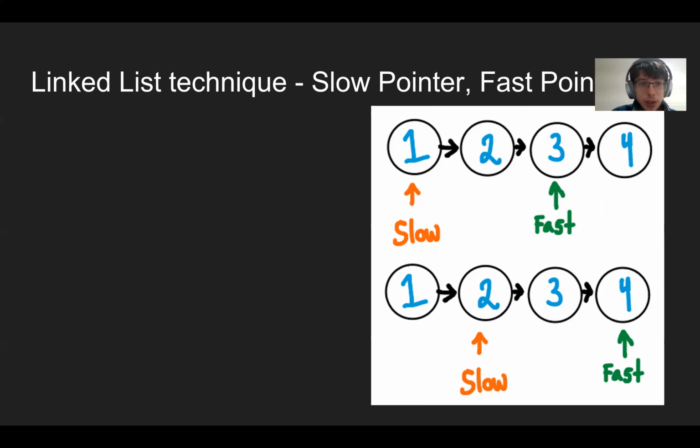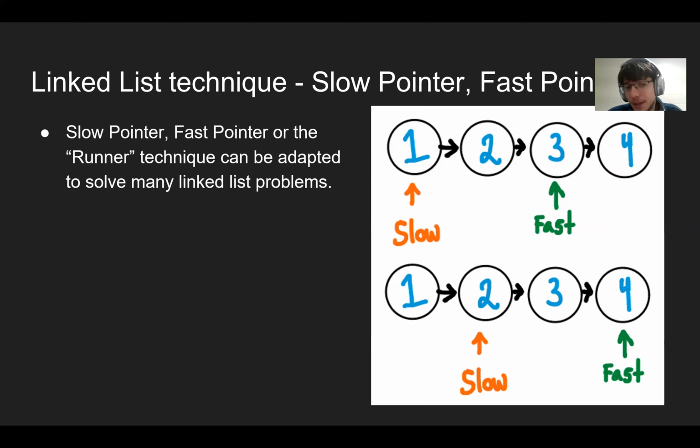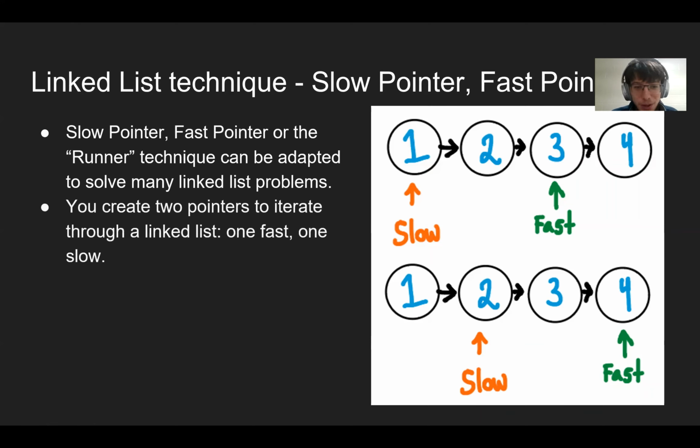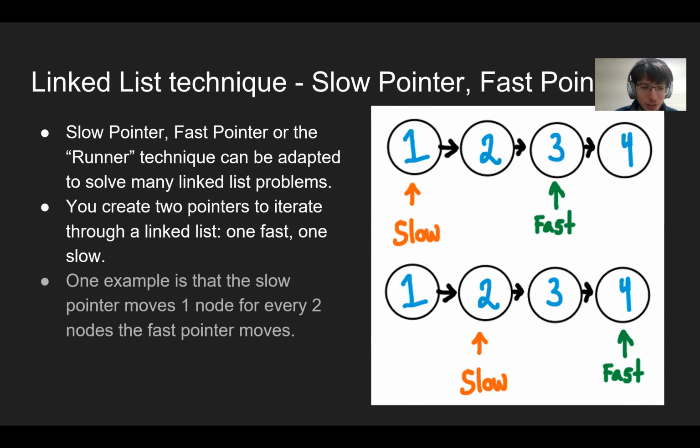Okay, so with linked lists, we have a technique called slow pointer, fast pointer. Basically, we have two pointers to our linked list, and one goes faster than the other. This allows us to go through the list with only one pass, which is pretty cool. So you can solve a lot of linked list questions this way. Have two pointers to iterate through one linked list, one that's fast, one that's slow.